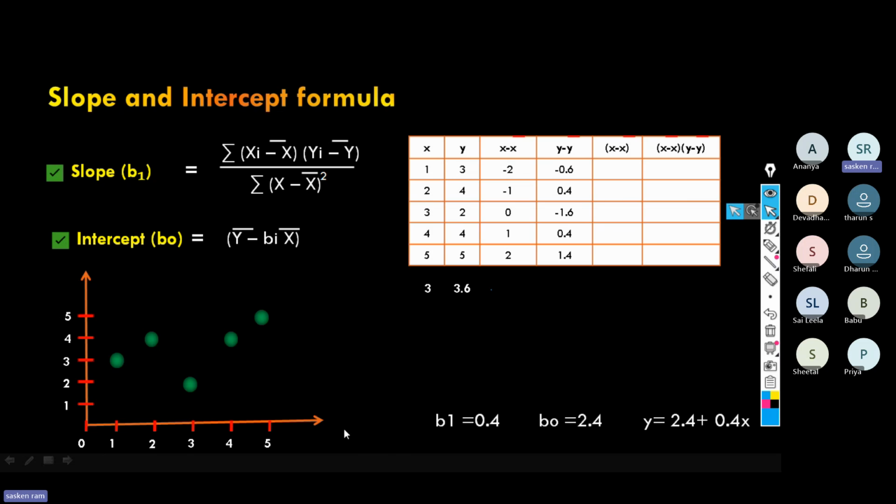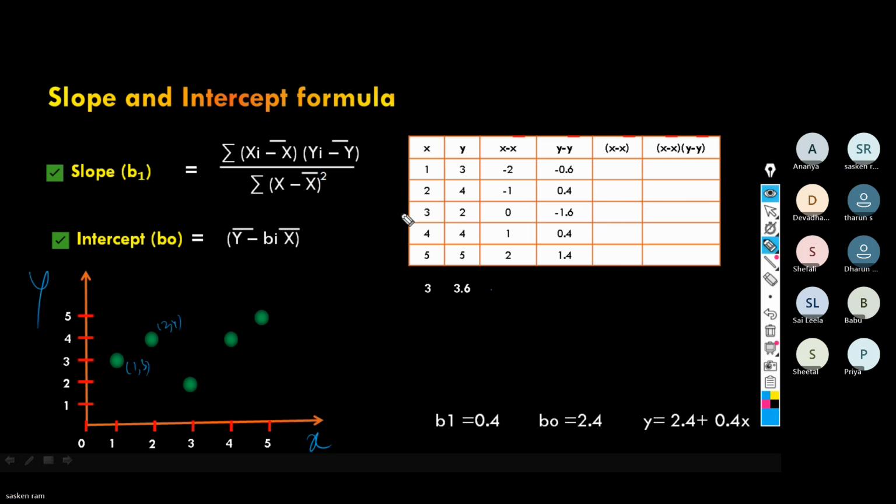This is my x here. Visually, if you look at it, this is my x-axis and this is my y-axis. Here on the x-axis, the value is 1, and the corresponding y value is 3. So this is 1 comma 3. And the second one is 2 comma 4. This is 2 comma 4.